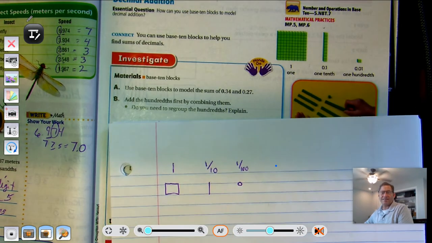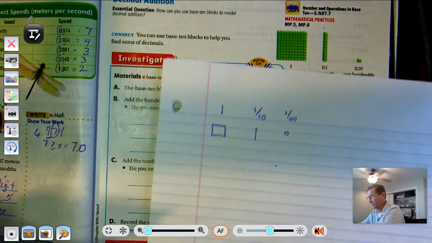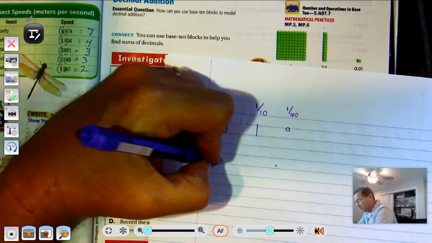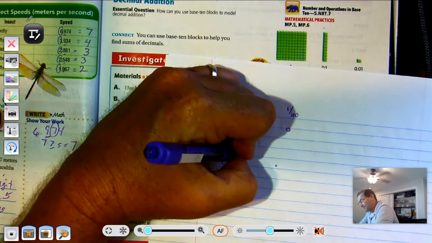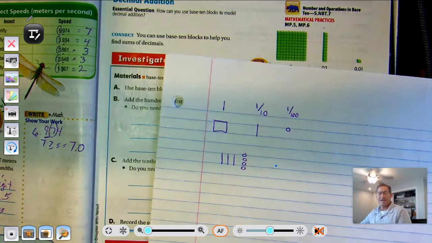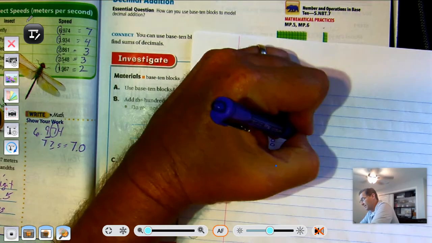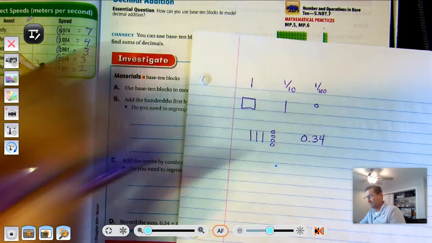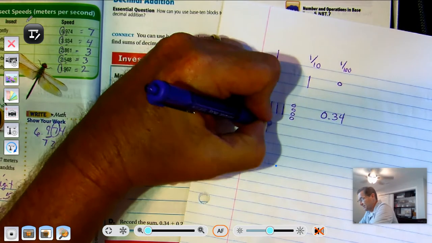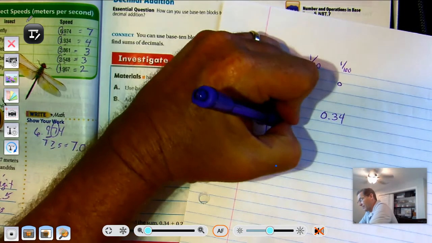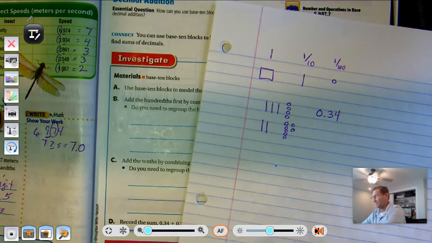So use base 10 blocks to model the sum of 34 hundredths and 27 hundredths. Okay, so let's write that. So 34 hundredths, that's 3/10, and 4 hundredths. So that's what I've drawn represents 34 hundredths. And we're going to add 27 hundredths. So we need 2/10 and we need 7 hundredths. Okay.